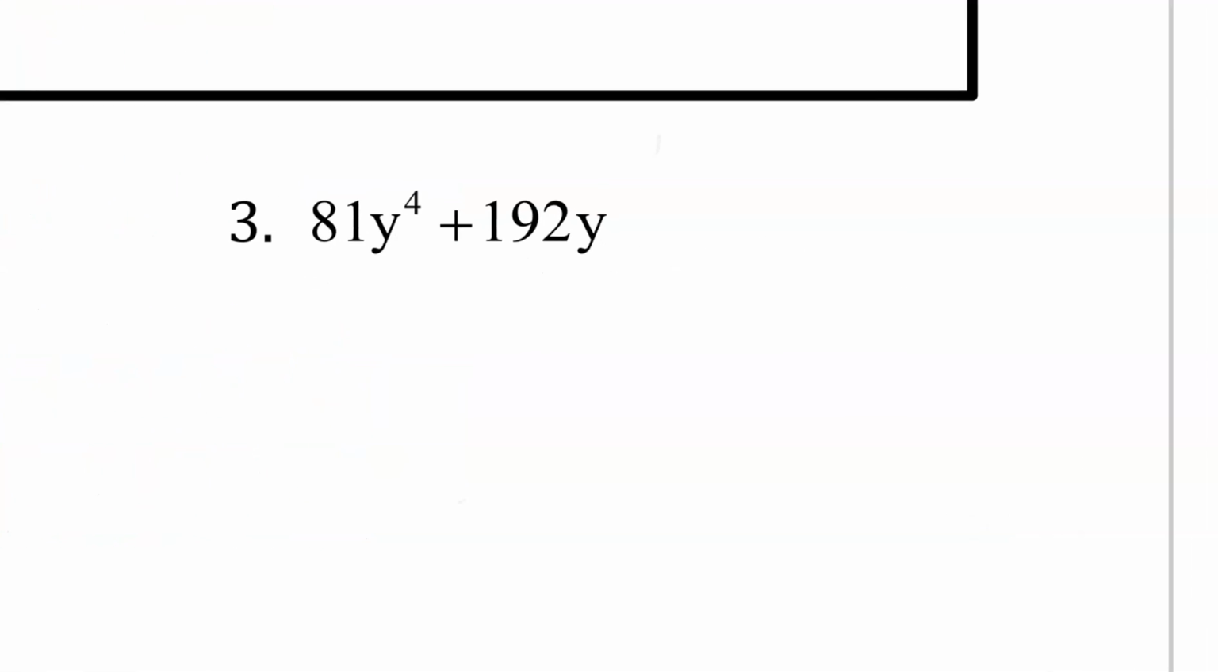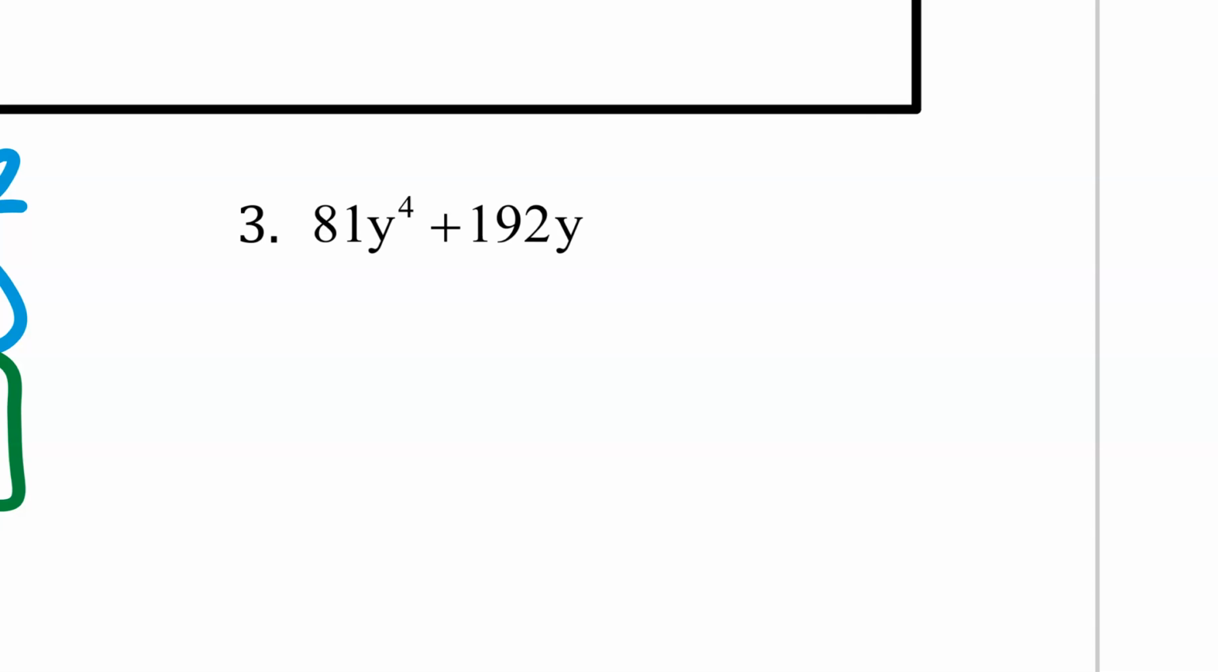This guy. So here's the deal with this. I'm looking at this and I'm going, okay, I've got y to the 4th and a y right here. Those aren't really perfect cubes. I also have 81 and 192. Those are also not perfect cubes. So I'm going to need to take out something from these guys.